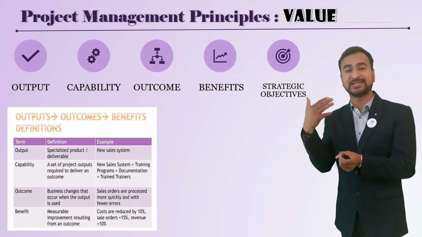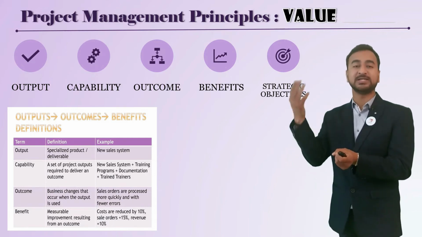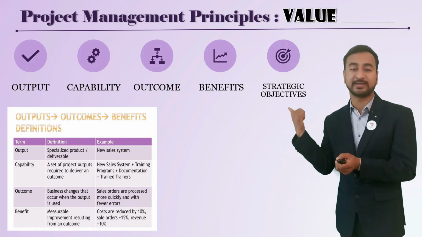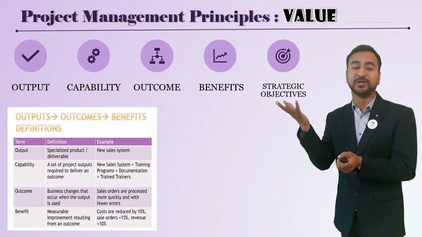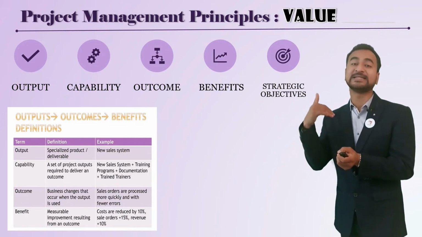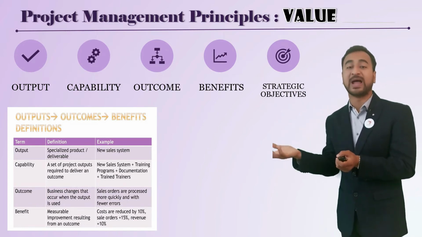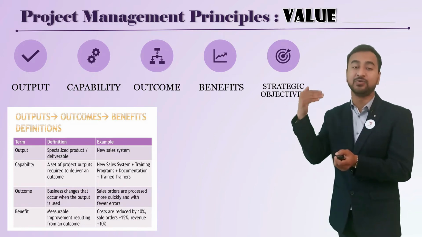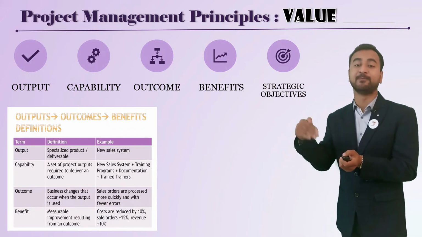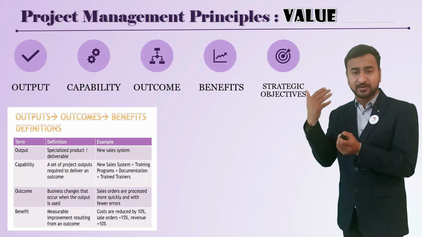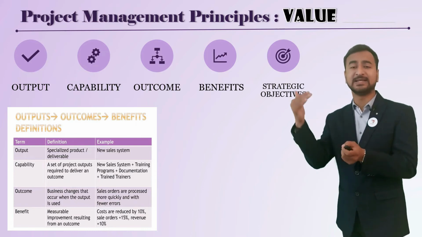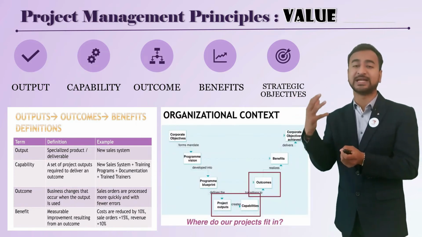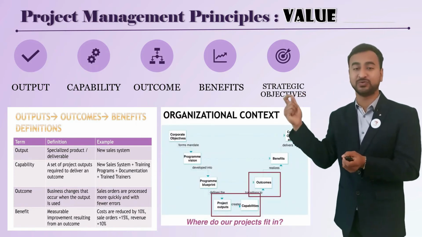Once you start utilizing that output, the change in the organization is the outcome. So you reduce the processing time, and that in turn develops benefits that are measurable: you reduce the processing time and improve the organization's revenue. So that is the benefit. These are the keywords that you need to recall to map the value chain.